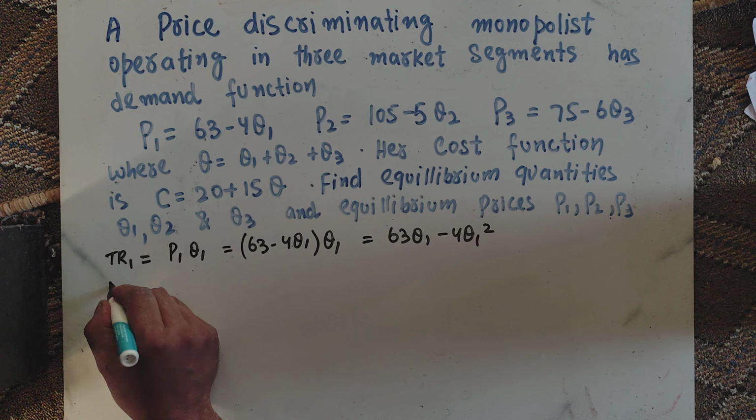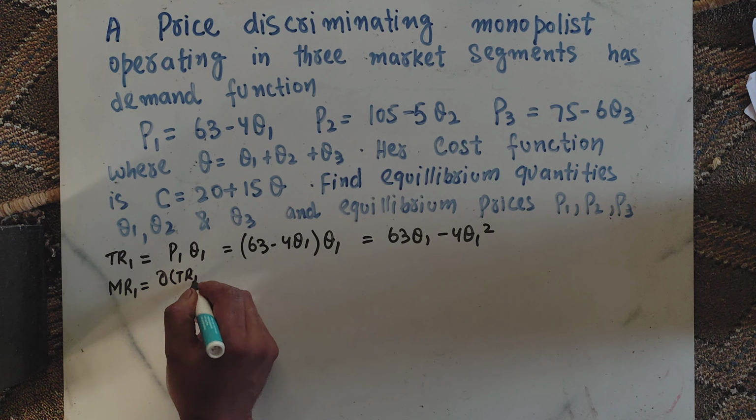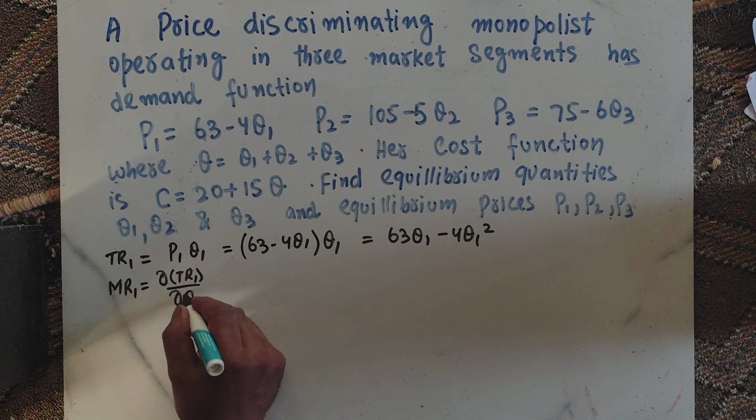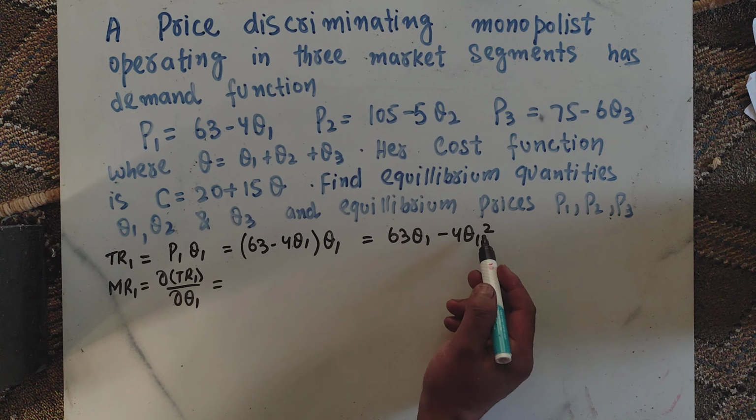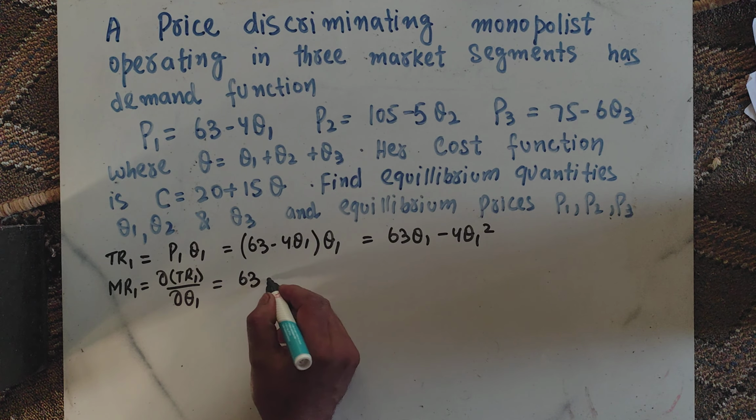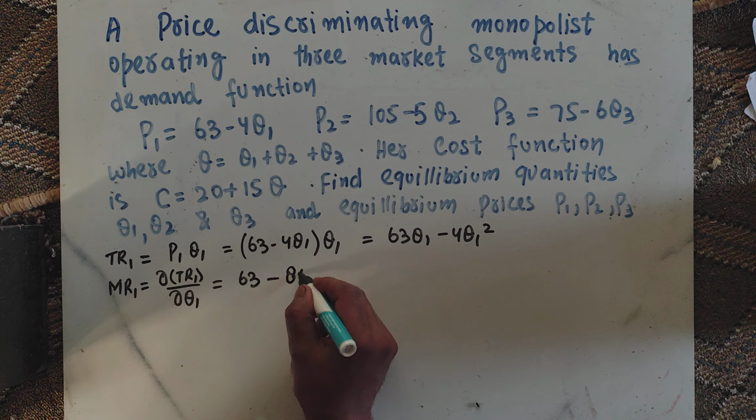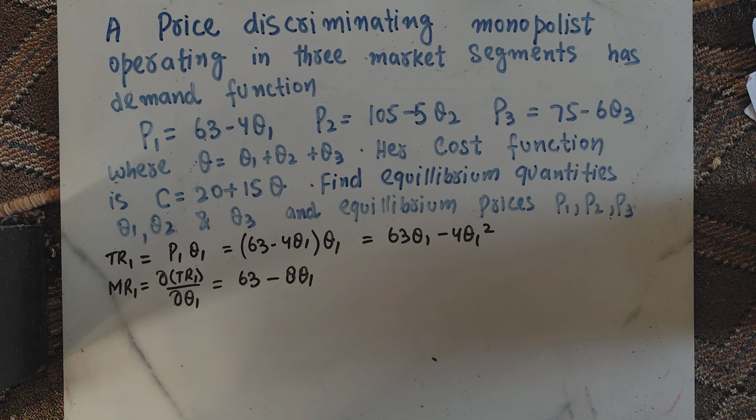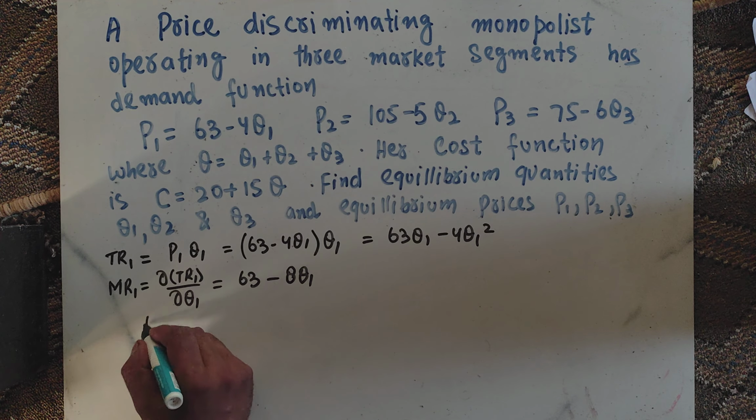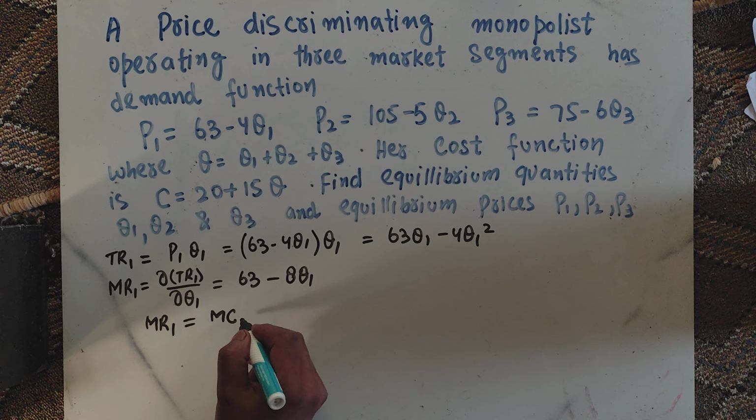Now what will be the marginal revenue in the first market? That will be the change in the total revenue, TR1, due to the change in the quantity in the first market, the derivative of this function with respect to Q1. The derivative of Q1 is 1, so we are left with 63 minus, the derivative of Q1 square is 2Q, so 2 into 4 is 8Q1. Now for profit maximization in the first market, we will equate the marginal revenue in the first market with the marginal cost in the first market.